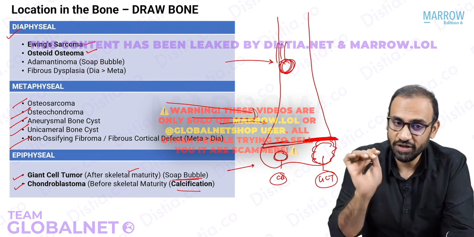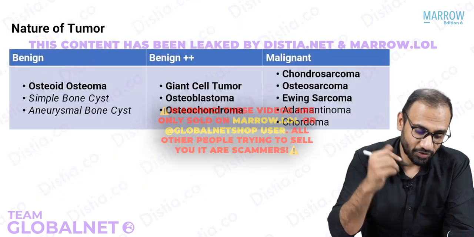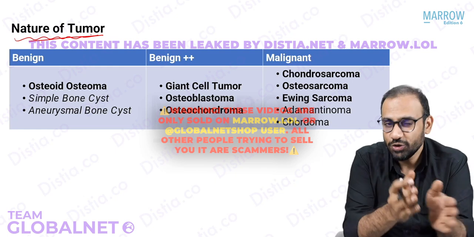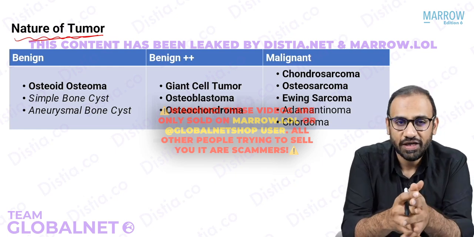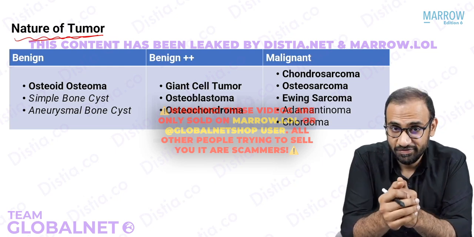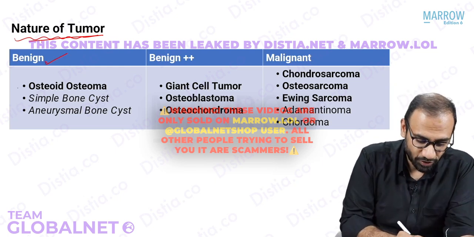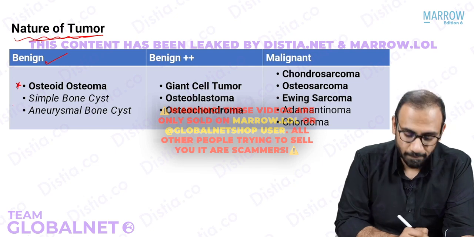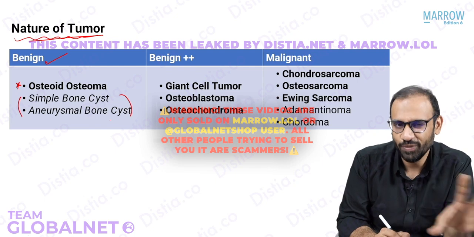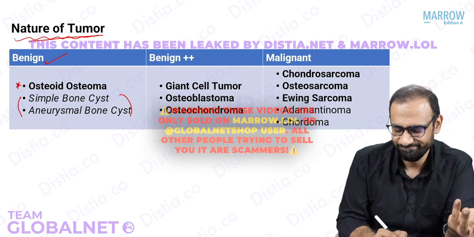This table is also very important. Please try to remember it. The next table I want you to look at is the nature of the tumor. The lesions can be benign or they can be malignant. Some of them can be benign and aggressive. So for benign, I want you to remember osteoid osteoma. Simple bone cyst, aneurysmal bone cyst: are they tumors or tumor-like lesions? They're tumor-like lesions. Obviously they will be benign, so no point talking about it.